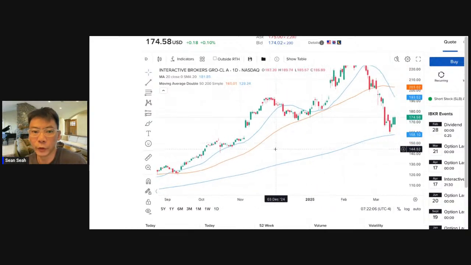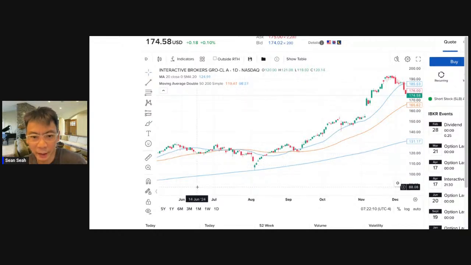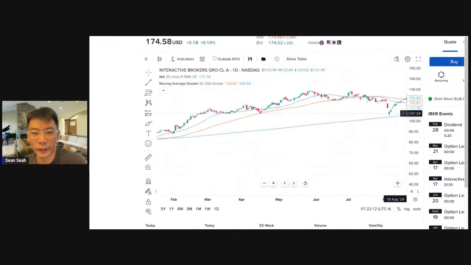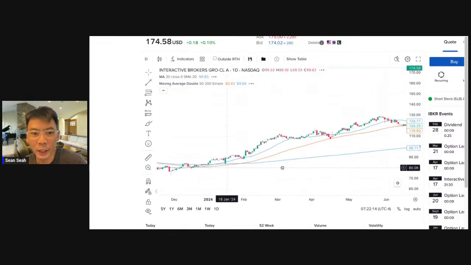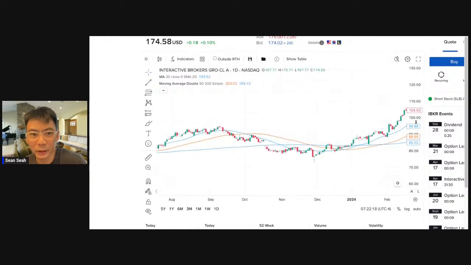And how do people use moving average? Typically, if the price is above the 200 days moving average, it is generally considered an uptrend. You can see right here. Let me just change the color of the 20 days so that it's easier.